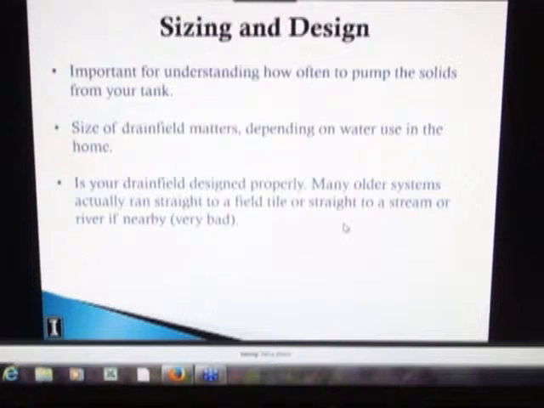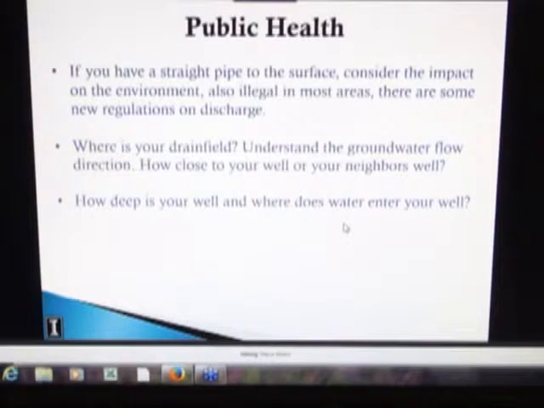In the same way with your drain field, it matters. You need to have enough drain field for the flow and the amount of water and materials you're pushing through. So once you know that, your drain field, it's really important to make sure it's designed properly from the get-go. As far as public health goes, if you have things like a straight pipe to the surface or to a tile or to a small stream or a ditch, it is illegal in most areas.